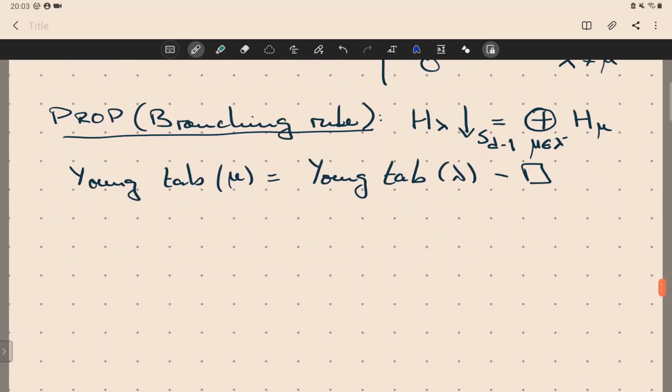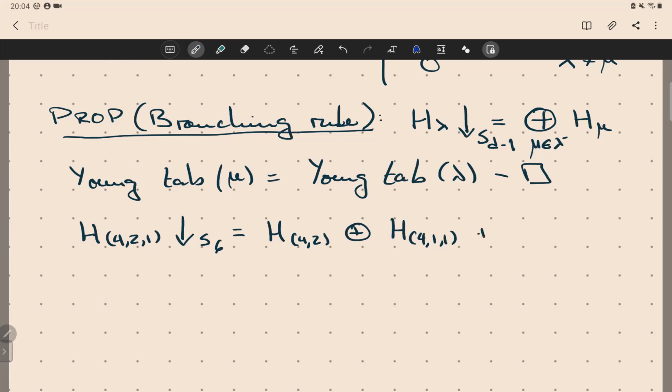So again, a couple of examples. If I take the representation corresponding to 4 2 1, and I restrict this to S6, I will get a direct sum of some representations of S6, which are H42, 411, and 321.